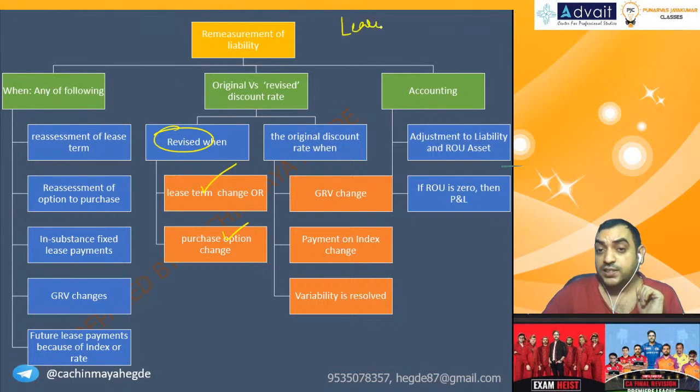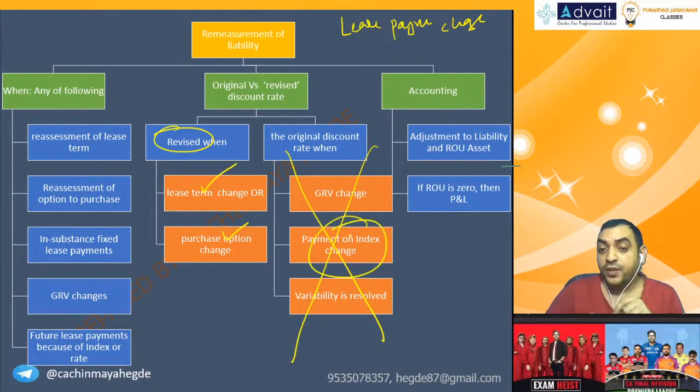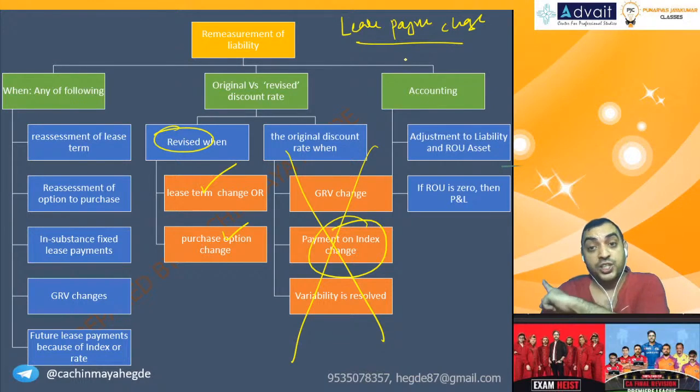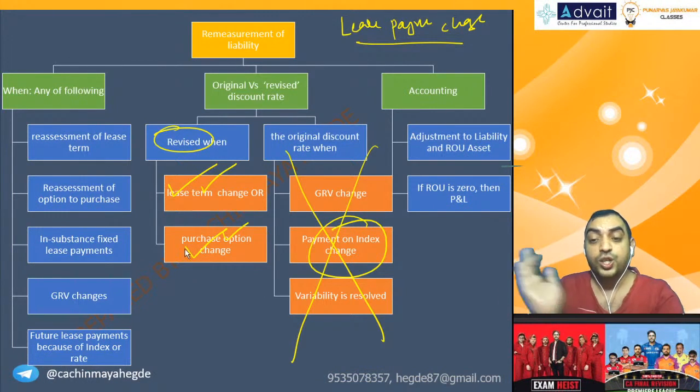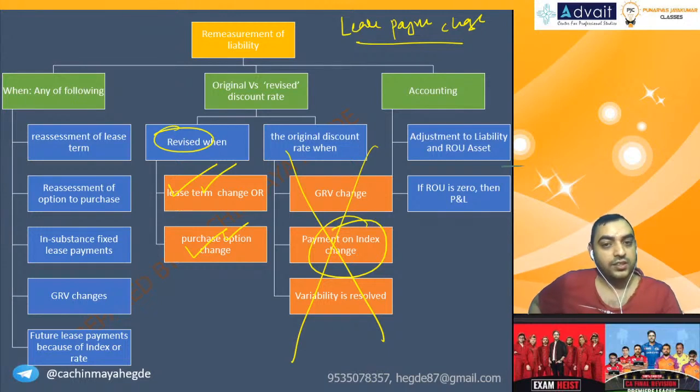If lease payment changes, that is not the same as payment on an index change, which is different. That is an index change, not a lease payment change. If the lease payment itself is changed, say lease rental you thought 10,000, then negotiation came and you thought 12,000, that will be lease modification, because scope is changing or price is changing. Their revised rate will come. So revised rate for lease term, revised rate for purchase option, revised rate for modification. Everything else, original discounting rate. Are you clear on this point? Don't try to remember both. Remembering too many things, you will get confused for sure.